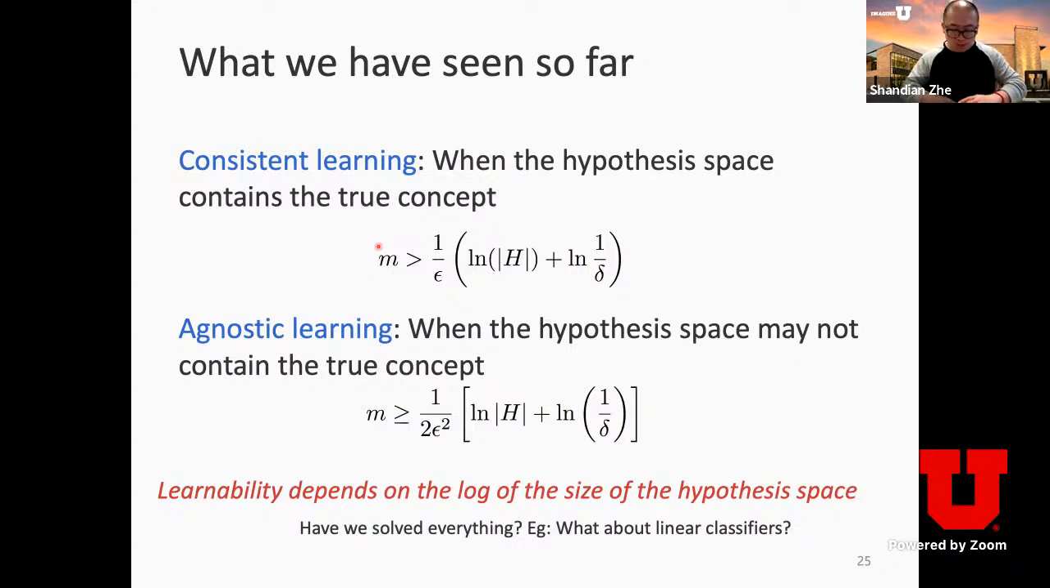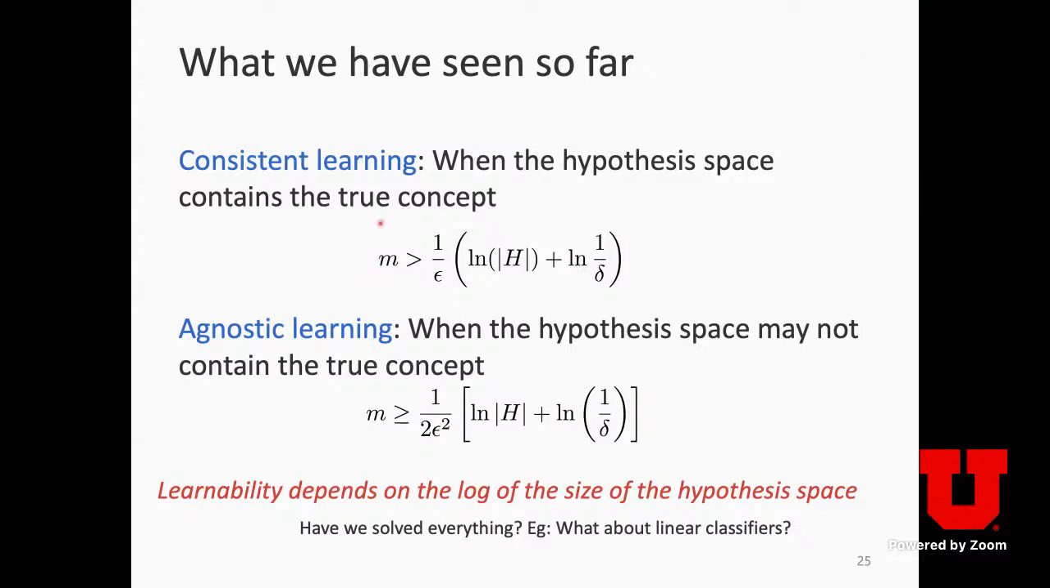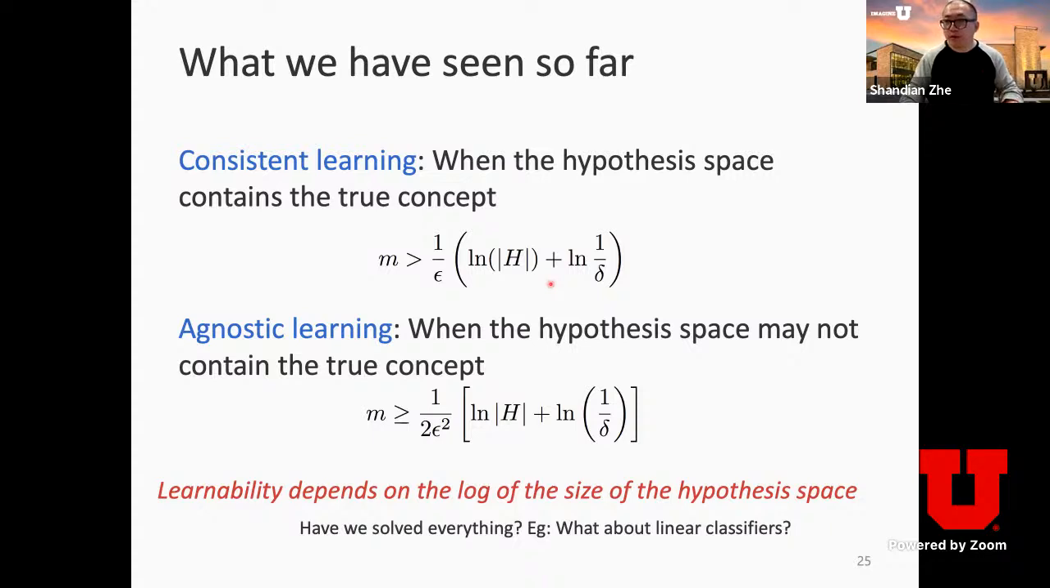Under the assumption of consistent learning, we have derived a sample complexity bound. When the number of training examples is bigger than this number shown here, we can claim that with probability at least one minus delta, our learned consistent hypothesis will have the true error, namely the generalization error, less than epsilon. So this is what we have derived under the consistent learning case.